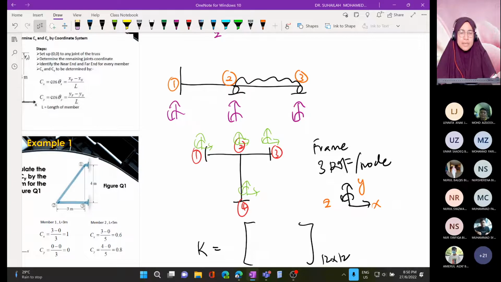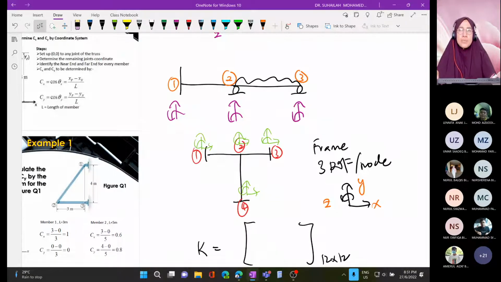So the stiffness matrix method is actually one of the methods that can be used to analyze both determinate and indeterminate structures. So this is actually the advantage of using this stiffness matrix method, because it can analyze both. That is number one. Number two, the advantage is we can get displacement and forces directly at each node.